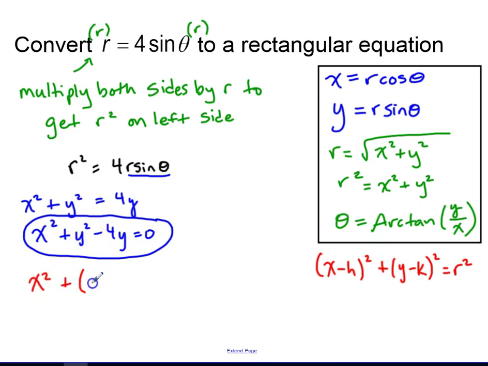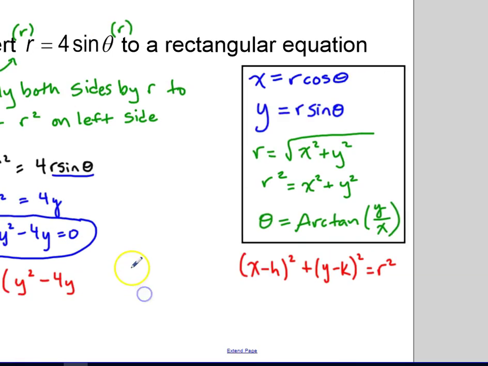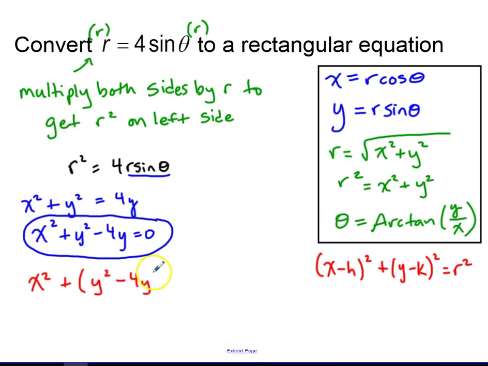So if you remember, I want to take half the b value, if we're talking about a quadratic, the number in front of the linear form of the variable, half of that and square it. So we'll take -2, square it, so we get 4. So we're going to add 4 to both sides. Right, so I added 4 here and I added 4 there.